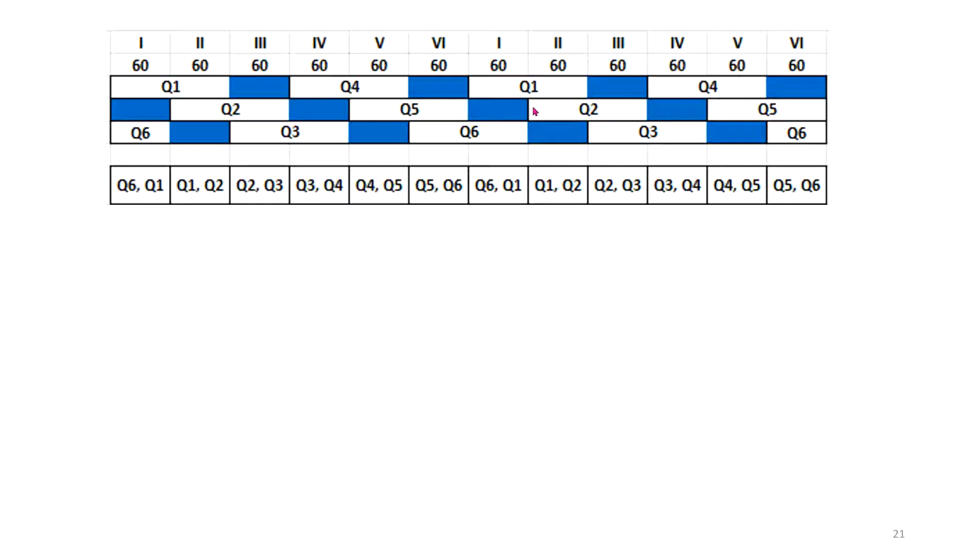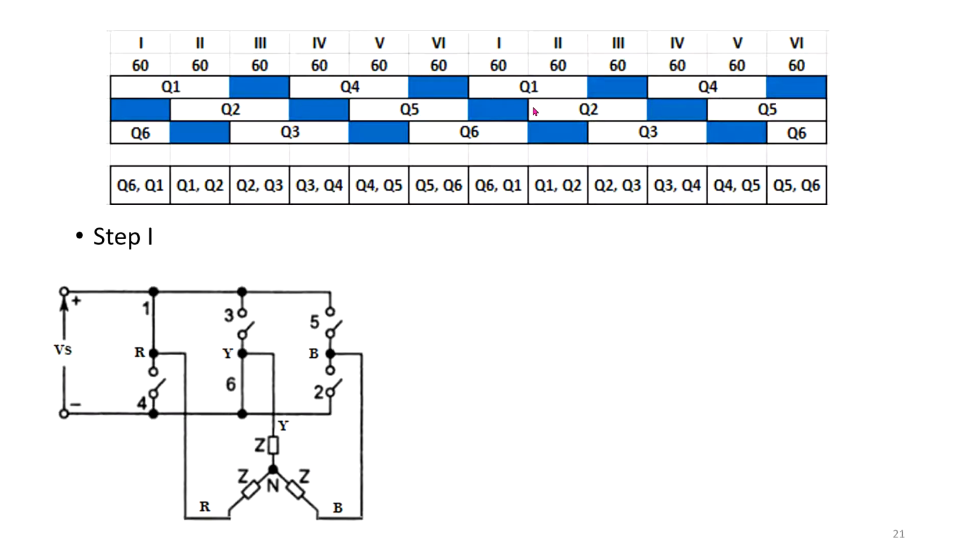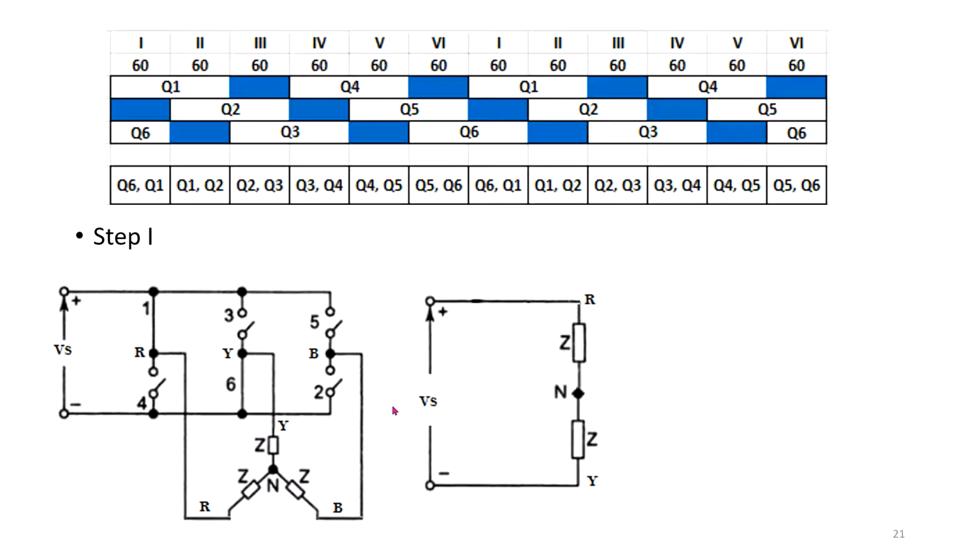Okay. Let's see step 1. Look at the diagram. When it is pairing with Q1 and Q6, Q1 and Q6, look at the diagram. What is your circuit? It is just a series connection: R, neutral point, and we have Y point here. You understand? One neutral point, and the other switches are just open.